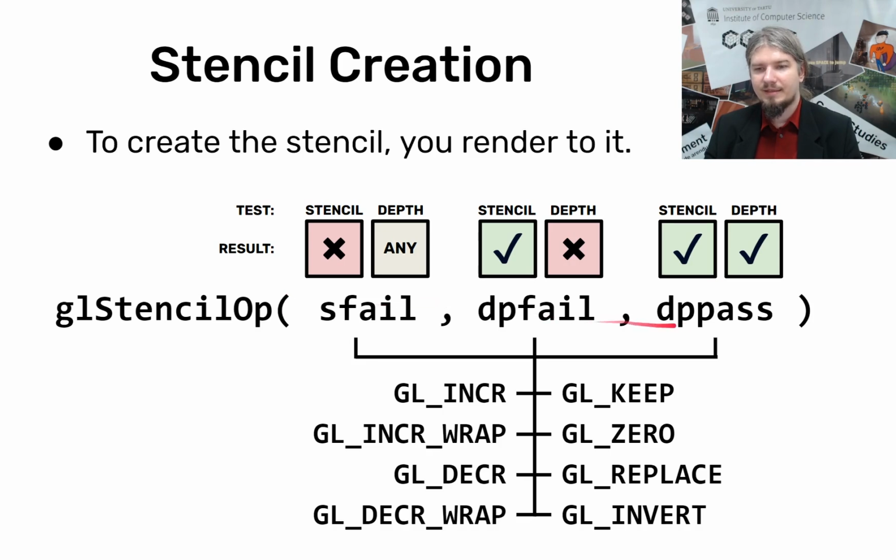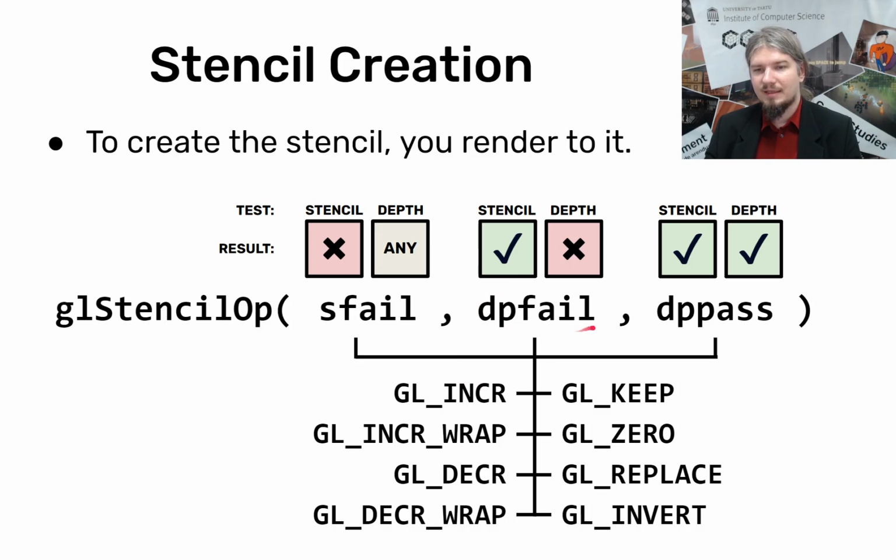There are three cases it checks and uses to write to the stencil buffer. First of all, we have this sfail. This triggers only when the stencil test itself fails. Usually we would already have something in the stencil buffer. The depth test doesn't matter here, but now in the new render, when the stencil test fails, we can choose what we want to do with the values at that coordinate in the stencil buffer. Do we want to zero them? Do we want to replace them with something, decrease them, increase them, or keep them? There are other options here as well.